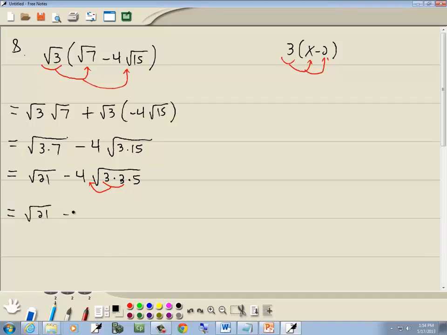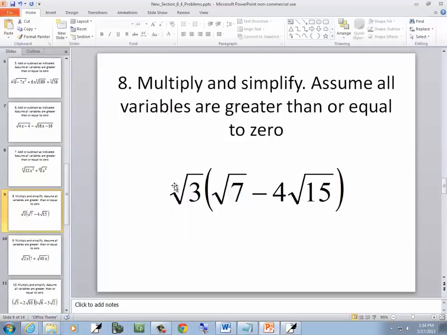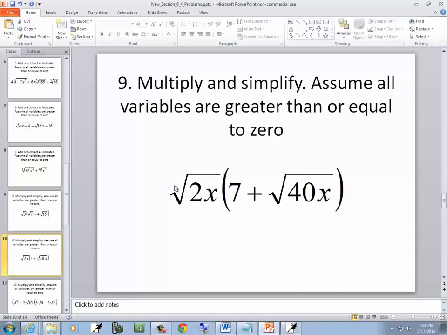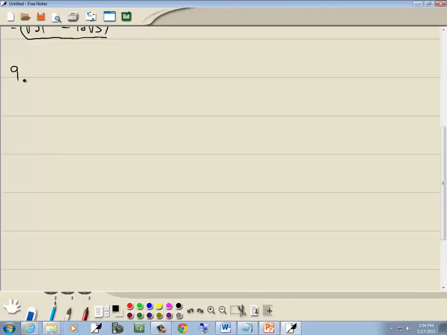We got the square root of 21 minus 4 times 3, square root of 5. Which gives us the square root of 21 minus 12 square root of 5, since 4 times 3 is 12. Now we can't combine these radicals together because the radicals are different. One is the square root of 21 and one is the square root of 5. This is basically merging together the product property you saw in an earlier lesson and the distributive property and all those techniques that you saw earlier in the course.